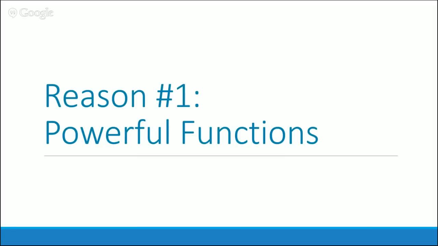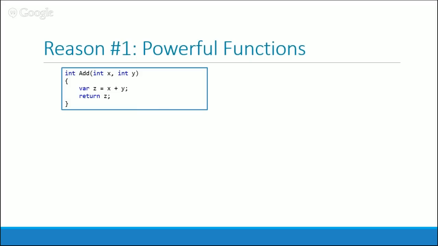Okay, let's start with the first reason. In my opinion, the first reason is the fact that we have powerful functions. As you could imagine, when using functional programming, functions are a very important part of it, the same way that objects are very important when you write object-oriented code.